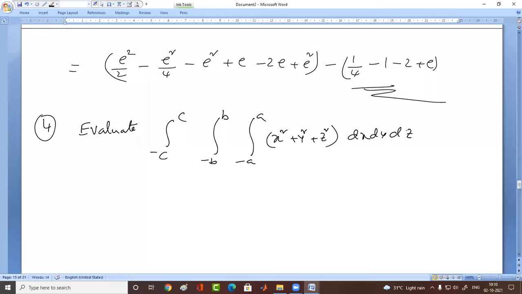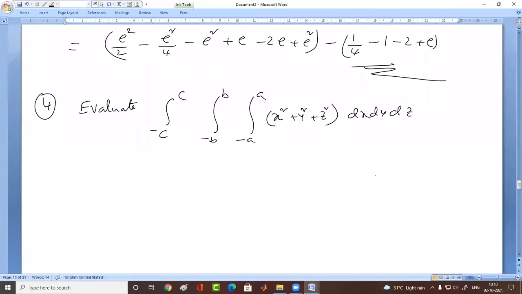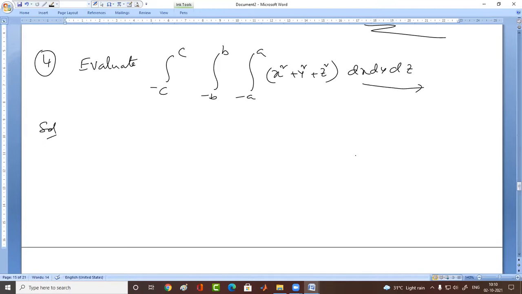Now listen carefully. I will explain this problem. Here, if you observe, all are constant limits. Now use this order: first this is x, this is y, this is z. Z is minus c to c, y is minus b to b, and x is minus a to a.